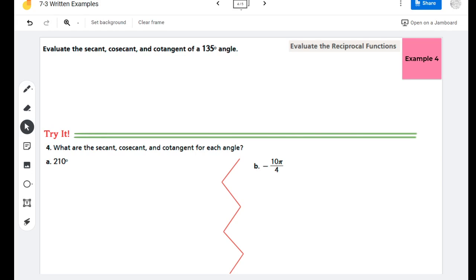This is Britt Caswell with another example video. In today's video, I'm covering example 4 from section 7-3 in the SavvasRealize Algebra 2 textbook. The goal of today's video is to evaluate reciprocal functions.